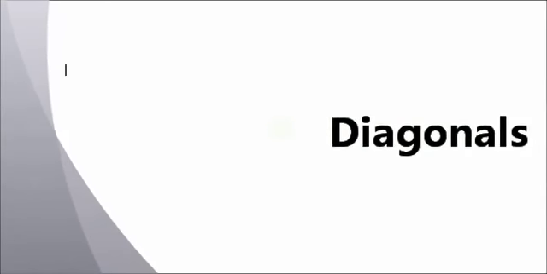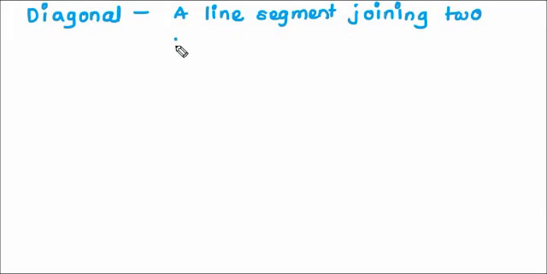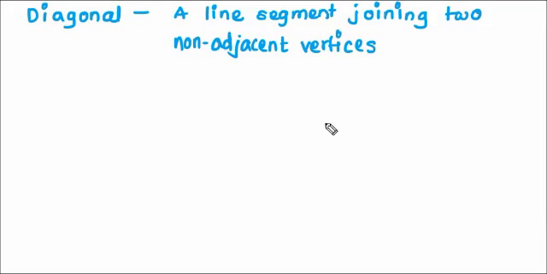So first, start with diagonals. So what is a diagonal? A line segment joining two non-adjacent vertices. Now pay attention to two words here, line segment and non-adjacent.